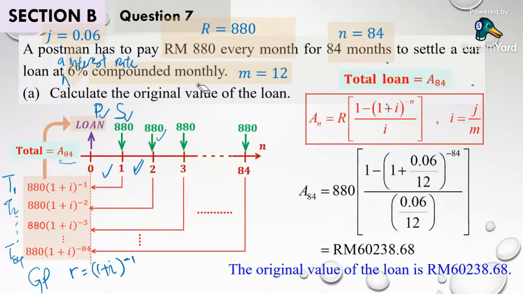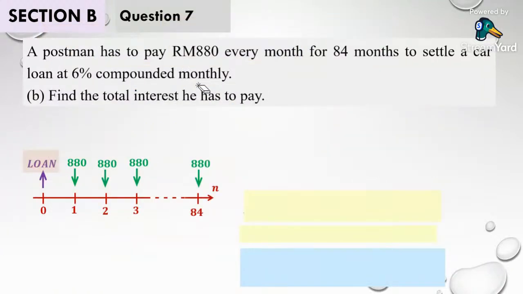Next, part B. A poor man has to pay RM 880 every month for 84 months to settle the car loan. This is the same question. I just typed it again. So the same situation happens, but now I would like to find out the total interest he has to pay.